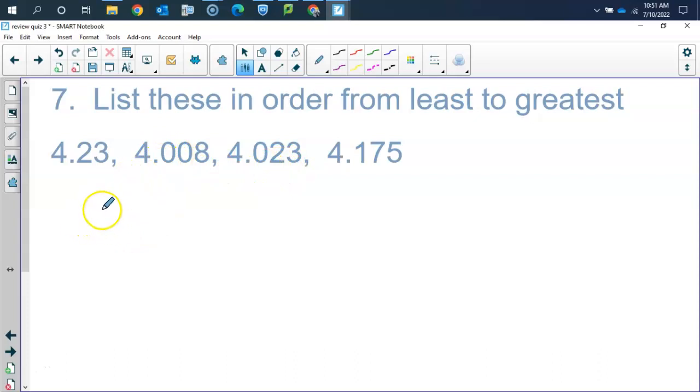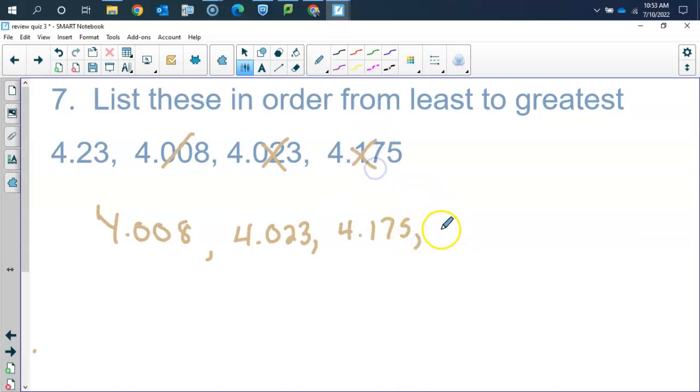So 4, that's a 4. Comma. Okay, I'm going to cross that out because that's the smallest. Then this one also has a 0 in the tenths place. That's the next smallest. Cross that out. Now, 4.2, 4.1. 4.1 is smaller. So 4.175, and then the largest is 4.23.